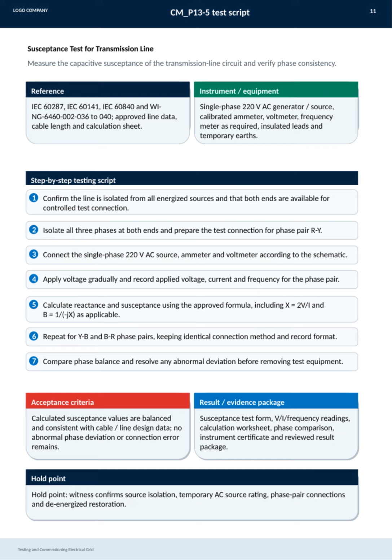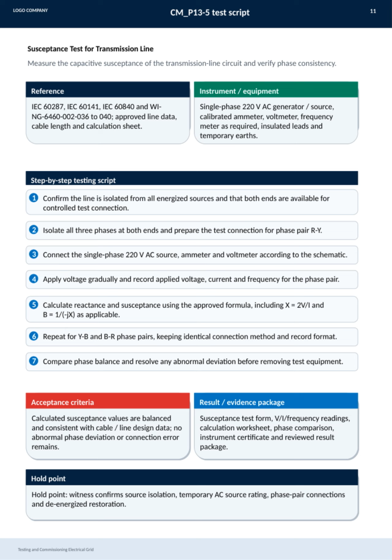For equipment, we need a single-phase 220-volt AC generator, calibrated ammeter, voltmeter, frequency meter, insulated leads, and temporary earths. The test procedure is detailed in several steps, starting with confirming that the line is isolated and prepared for a controlled test connection. We then isolate all 3 phases and focus on specific phase pairs such as RY for testing.